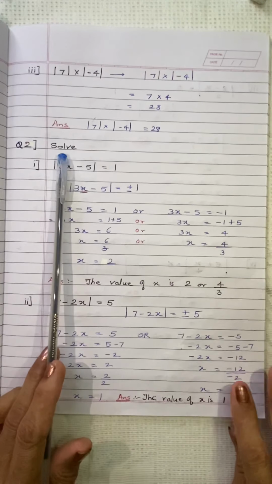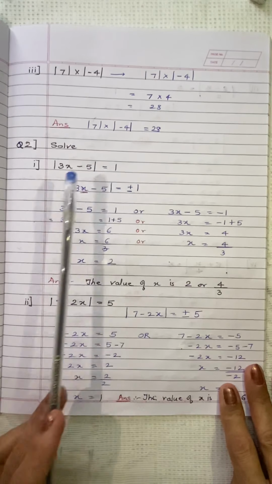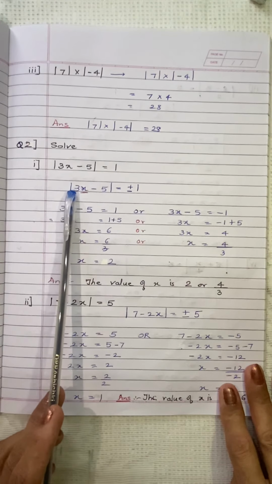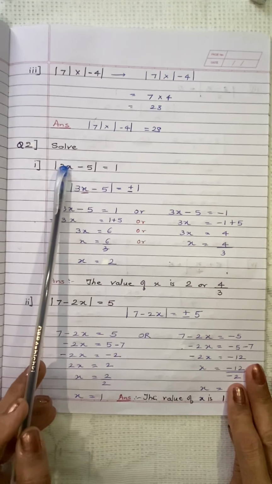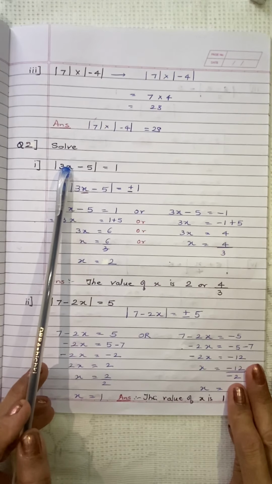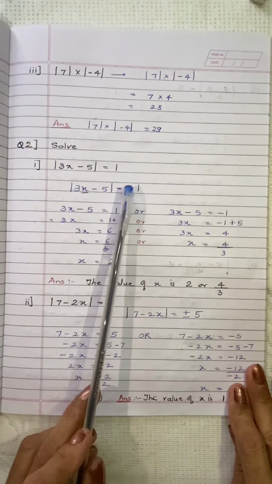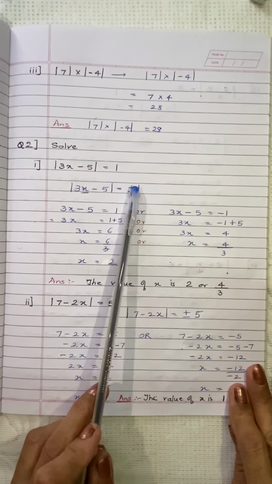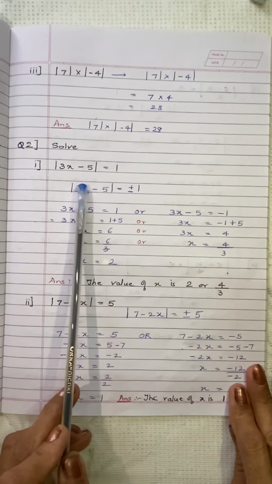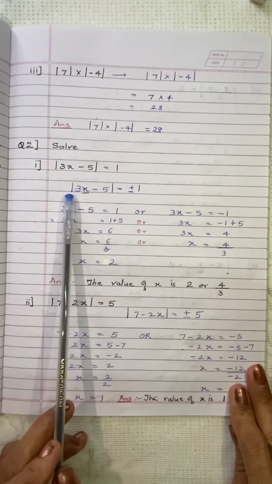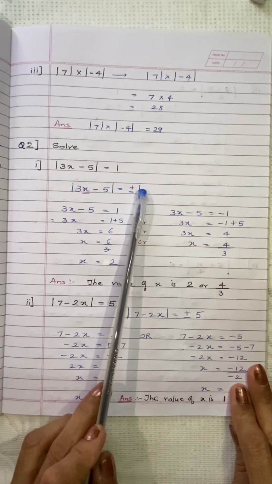Now question 2, solve. Absolute value of 3x minus 5 is equal to 1. Now we have to find the value of x in this equation, right? So we do not know whether it is positive or negative. So we have to solve this equation with a positive sign as well as a negative sign, because we do not know whether this is negative or positive. So we'll take 3x minus 5 is equal to plus minus 1.